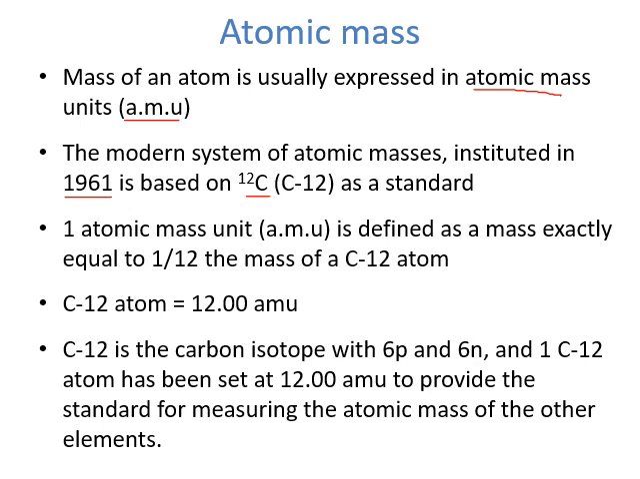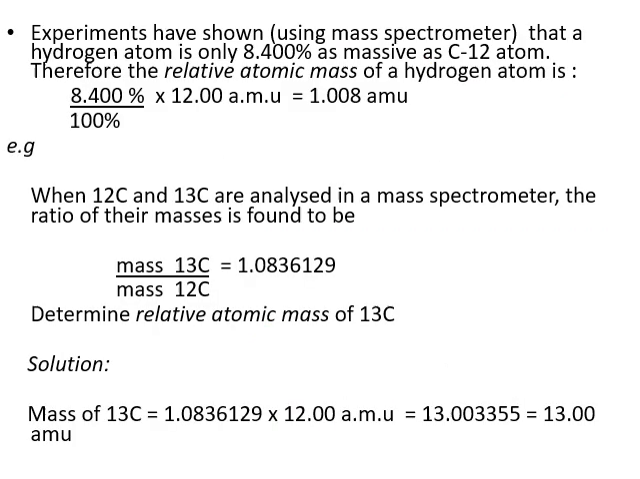So one atomic mass unit, AMU, is defined as exactly 1/12 the mass of the carbon atom. So we can say that a C12 atom is equal to 12 AMU. The carbon isotope has 6 protons and 6 neutrons. 1 C12 is set to 12 AMU to provide the measuring unit. So look at this example, the question first.